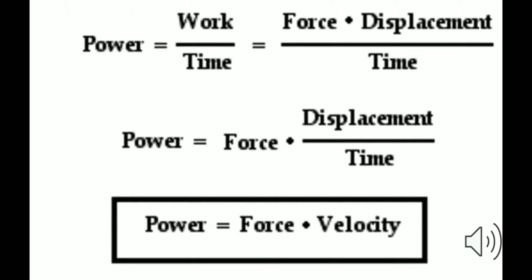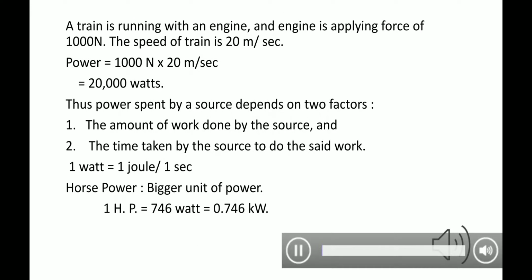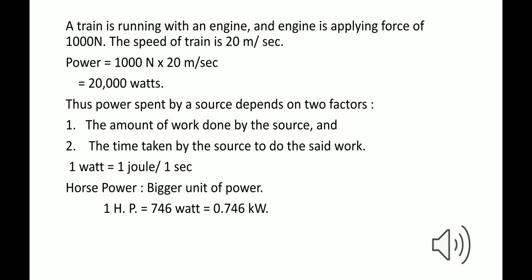One is power is equal to work upon time. That means rate of doing work is power. And one more, power is force into velocity. Okay. Now you must have known from where it is coming. We have already studied work. We know what is time. So force into displacement upon time, and so it comes as power is equal to force into velocity. So we move to the next one. So power is equal to work upon time, and power is equal to force into velocity.